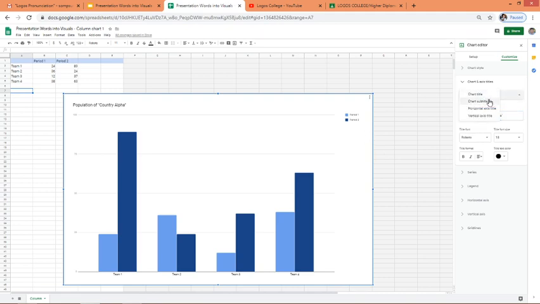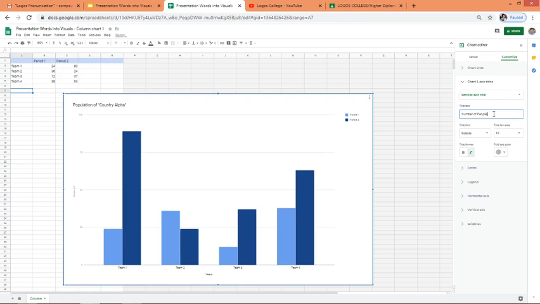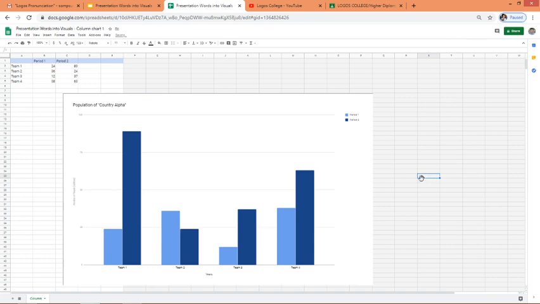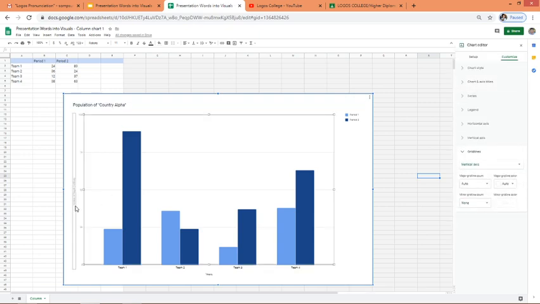And let's name our axis. Our horizontal axis is going to be years, the years from 1990 to 2010. And then our vertical axis, our up and down axis, is going to be the number of people in millions. As you can see, it fixes it for you. All right, there it is. It already says population of country alpha, and then it says over here, number of people in millions.